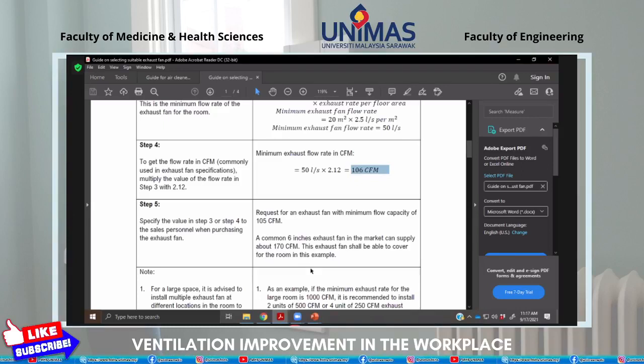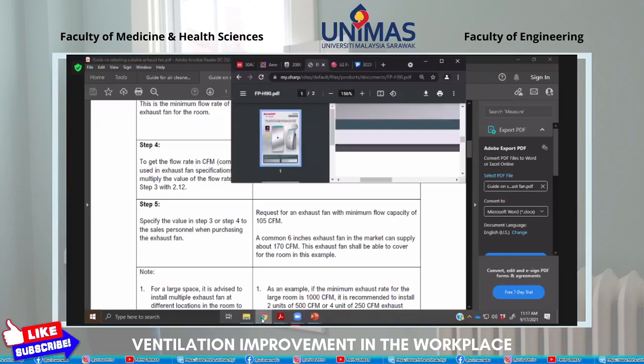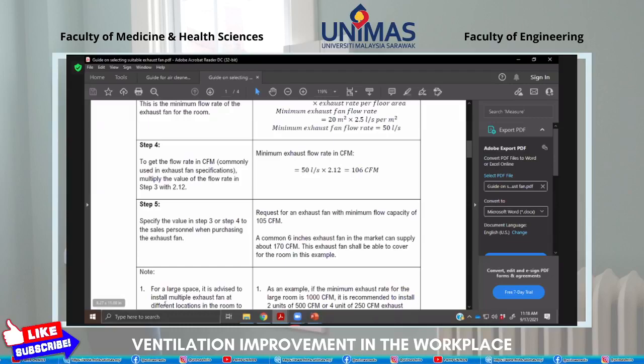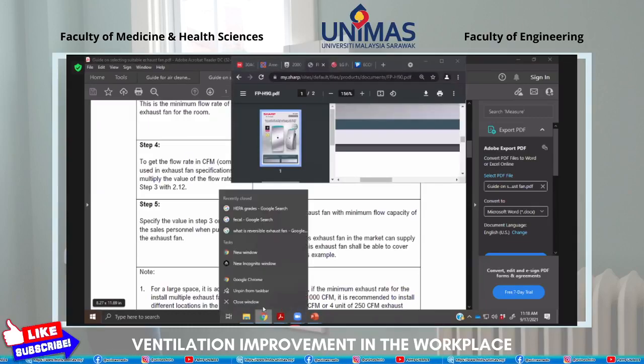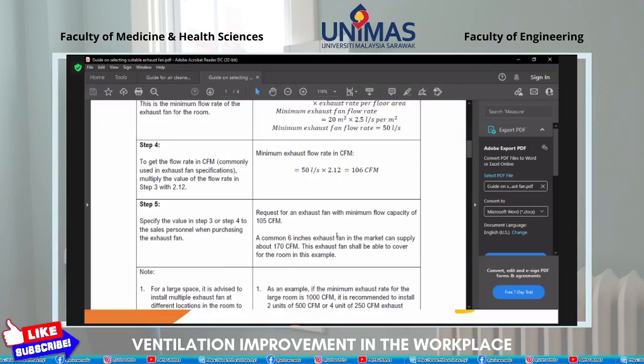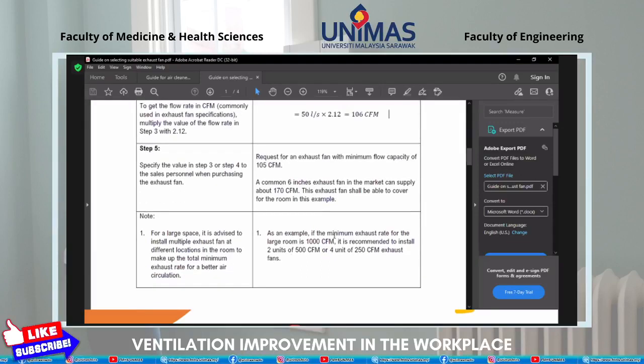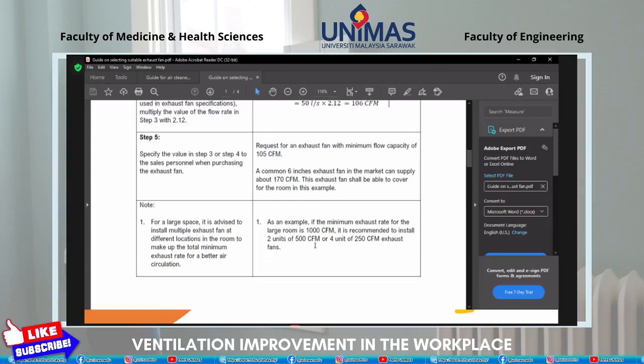Or 150 CFM for the smallest 6 inches exhaust fan available in the market. For example, let me close this one first. Okay. For example, I'll try to show the exhaust fan catalog later at the end of the presentation.